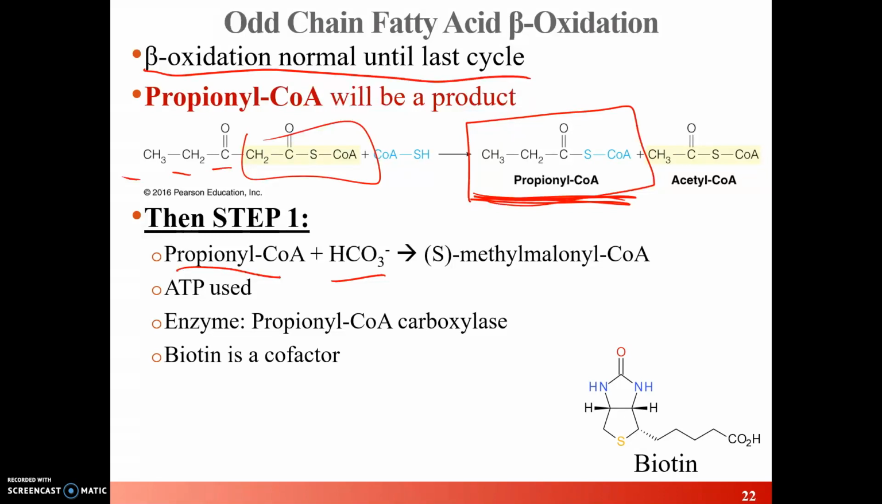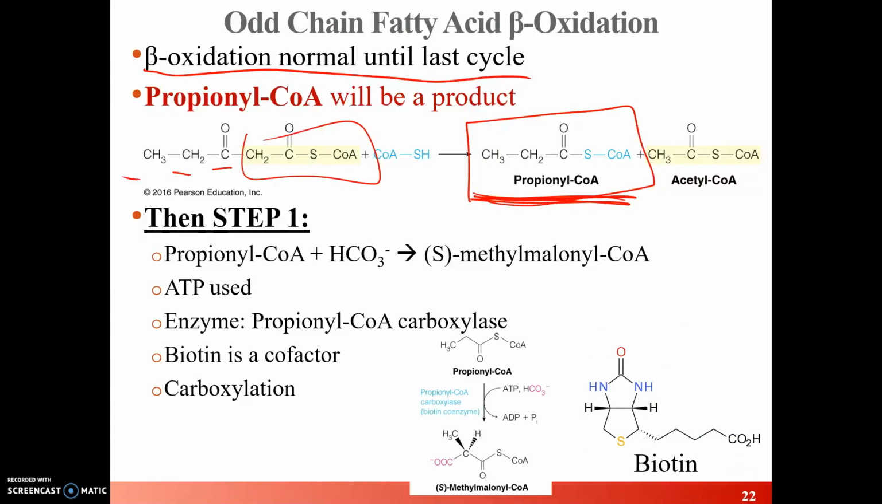And we form methylmalonyl-CoA, okay? You may see some books call this S or D-methylmalonyl-CoA. It's the same thing. It's just a chiral carbon. So one book will say S, one book will say D. It doesn't matter, okay? Biotin, which is a common vitamin you can take, is a big cofactor for that process, okay? This is showing the image from your book that is the carboxylation of propionyl-CoA, okay?